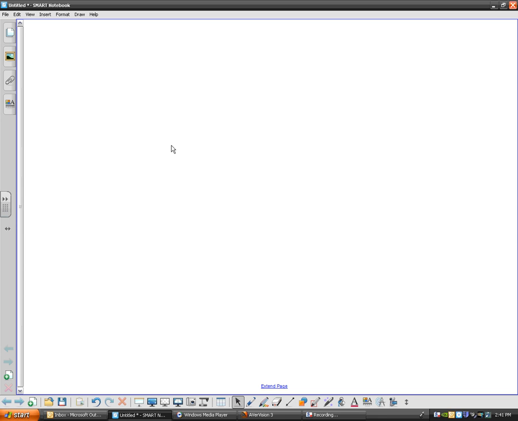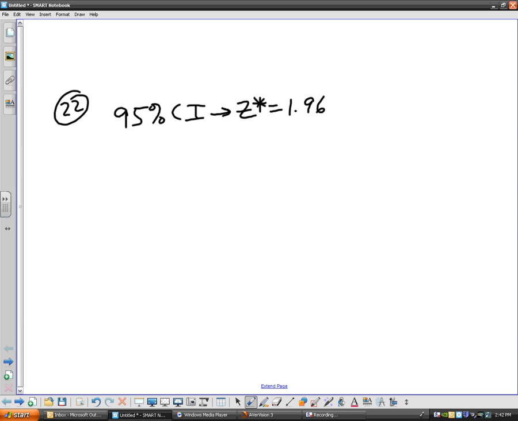Here are the solutions to your quiz from Friday. For number 22, they wanted a 95% confidence interval. So looking at the chart, that's a z-star value of 1.96. The sample mean was 12.5. The standard deviation was 3.4, and the sample size was 25.